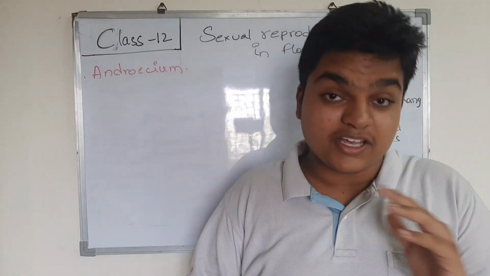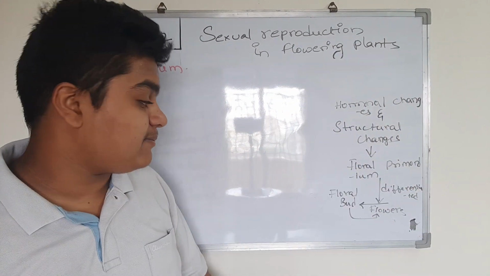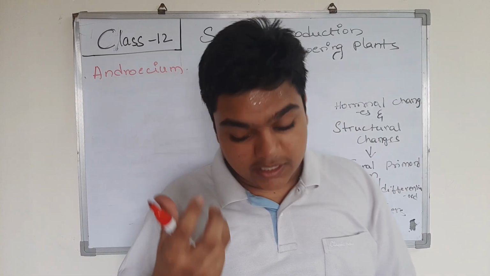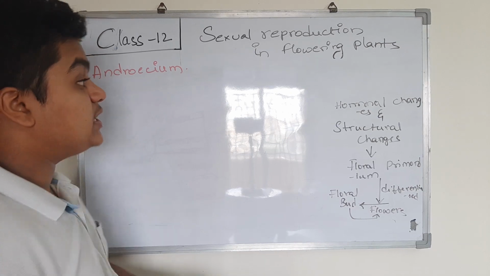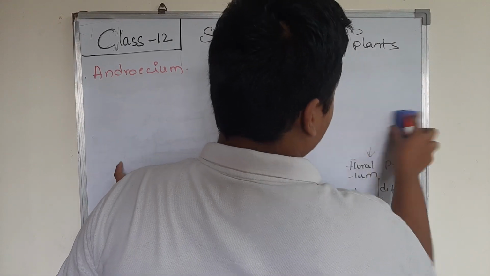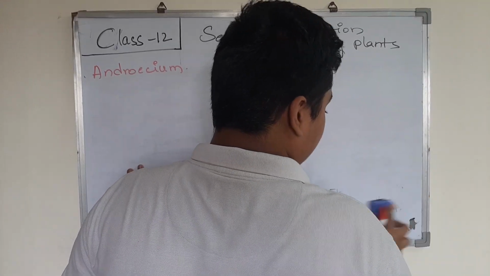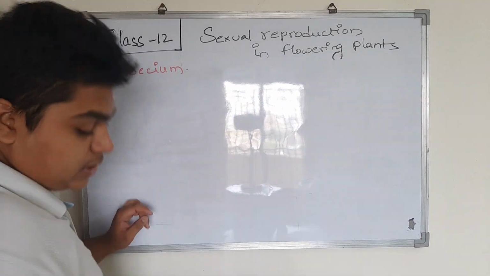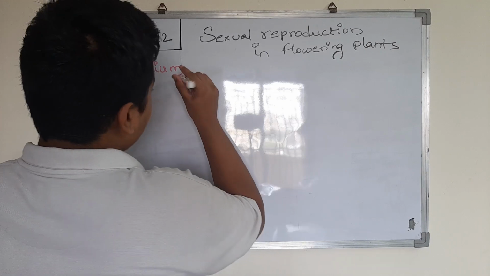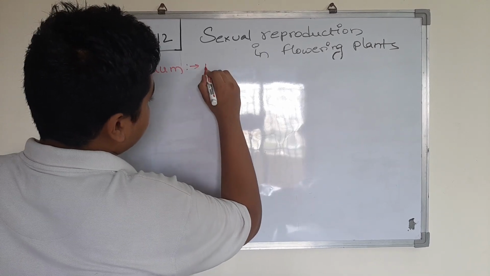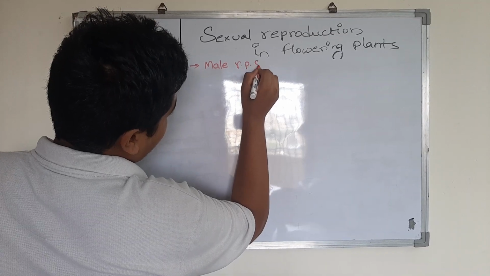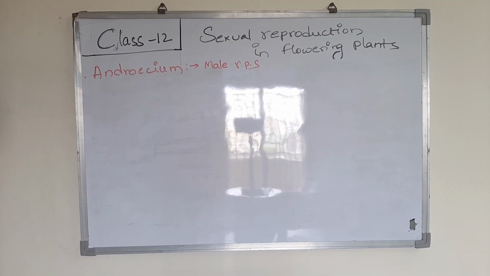And in the previous video on sexual reproduction in flowering plants, we discussed till here, and we saw very introductory points on this lesson. In today's video, we'll be diving a little deeper into the reproductive structures. Today we'll be seeing the male reproductive structure, which is called the Androecium.